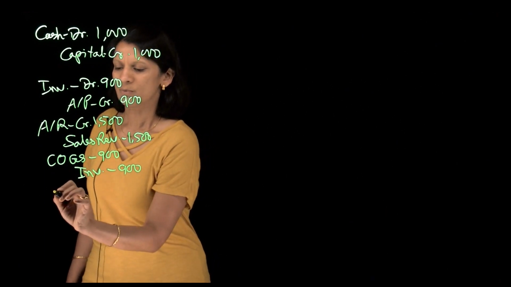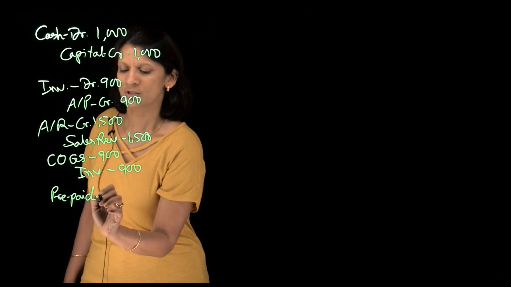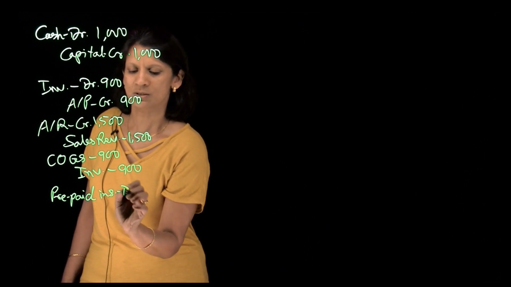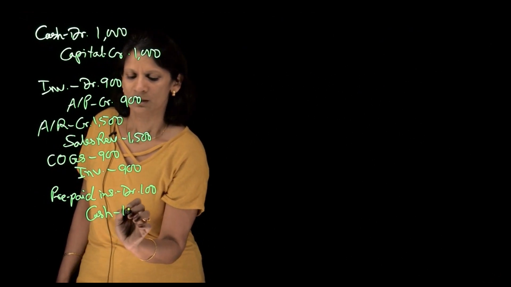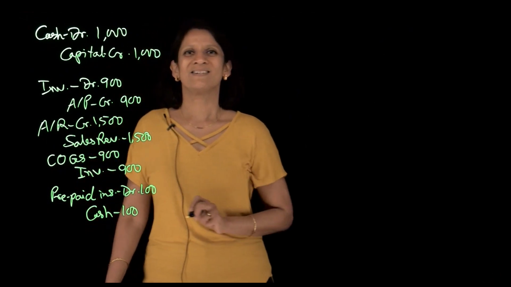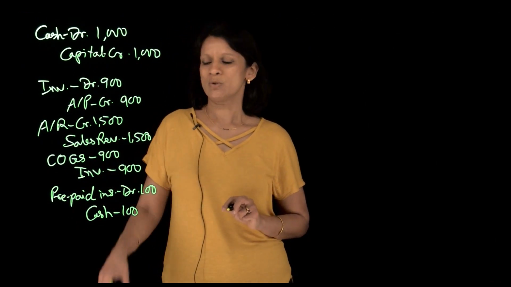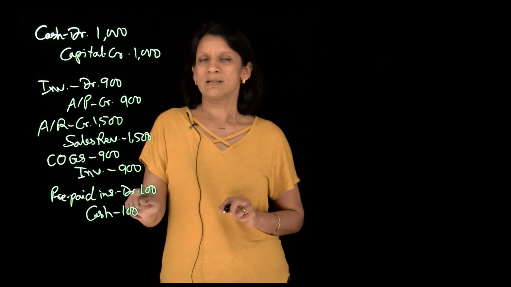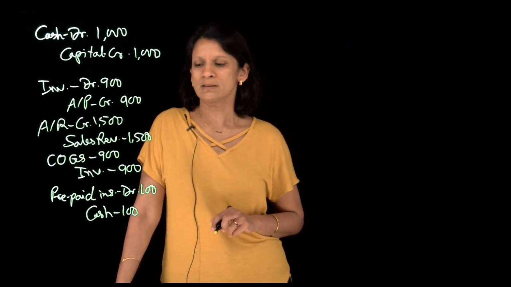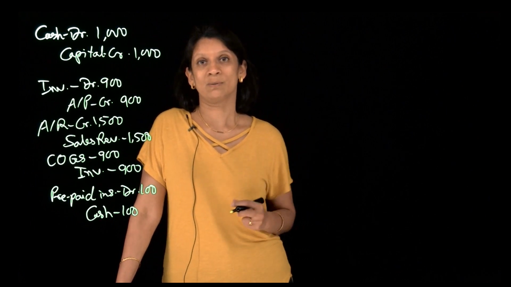Now, apart from that, what I did is I paid some insurance ahead of time. 2 months insurance I paid, $100. I paid it in cash. Now, this is where the adjusting entry step of the accounting cycle comes in. Now I need to close my accounts because the month is over. This insurance that I paid ahead of time for 2 months, out of that 1 month got expired since I'm at the end of the month.